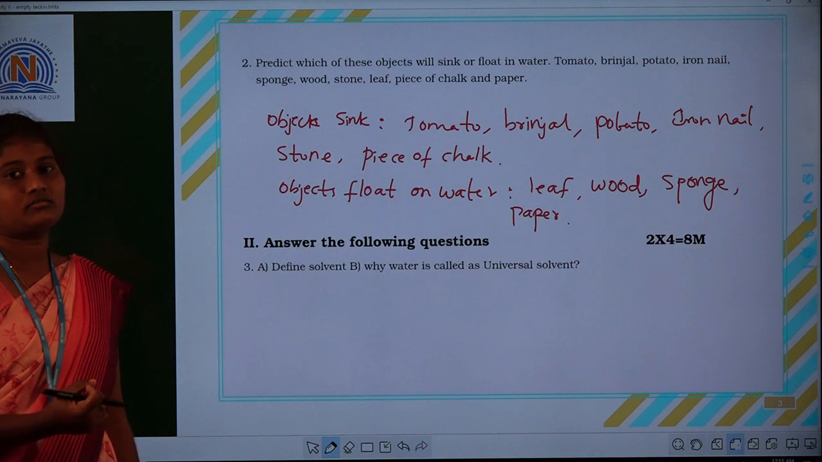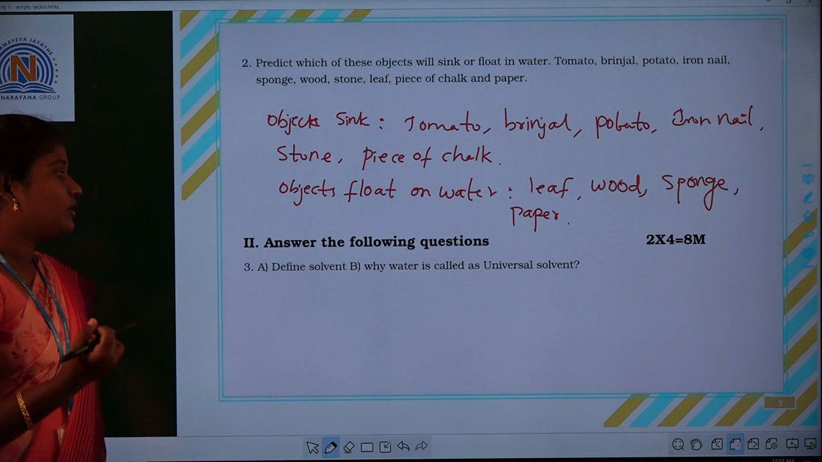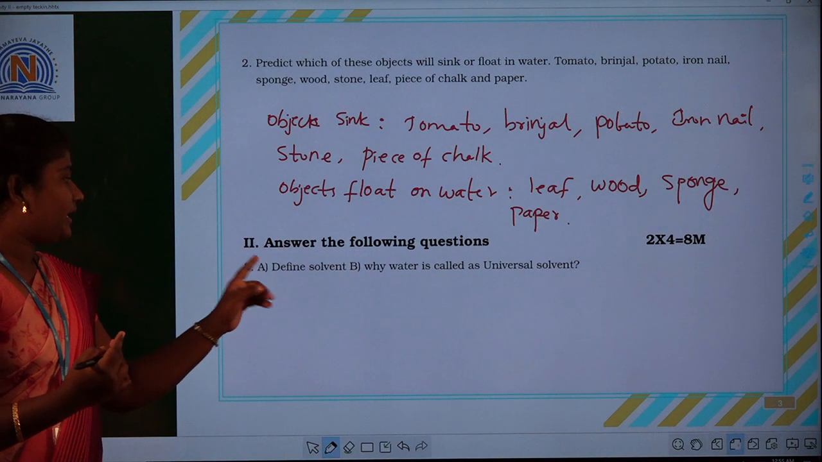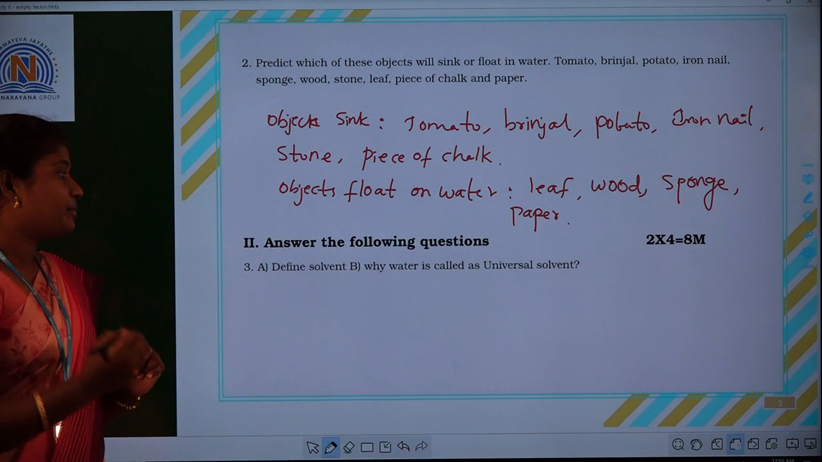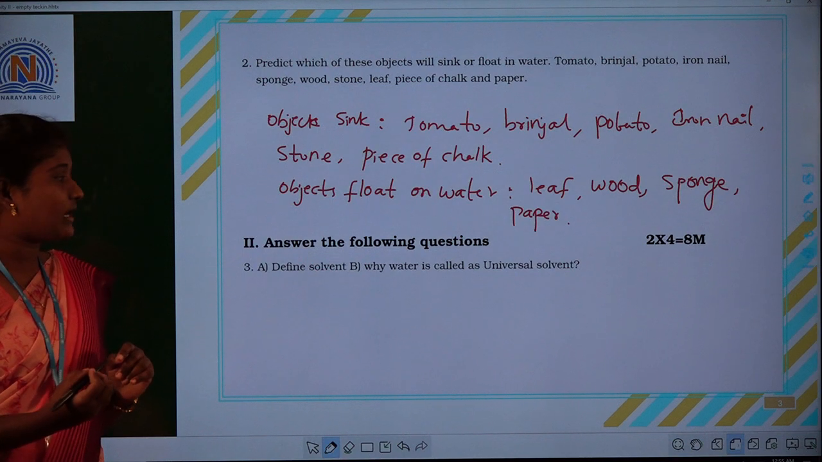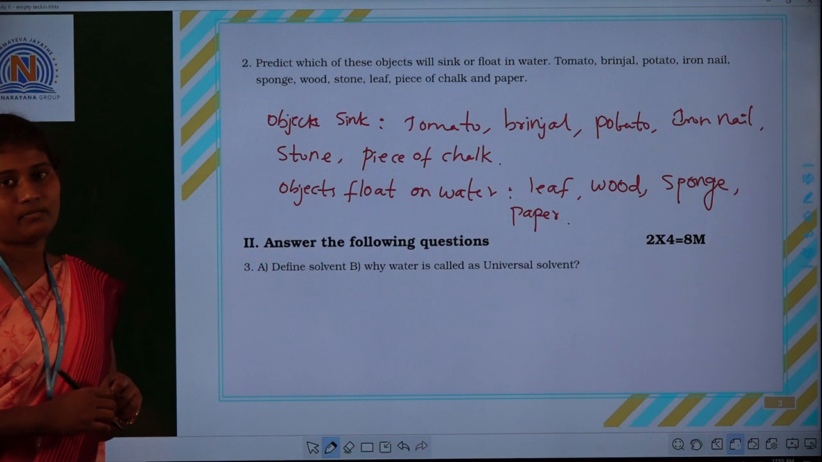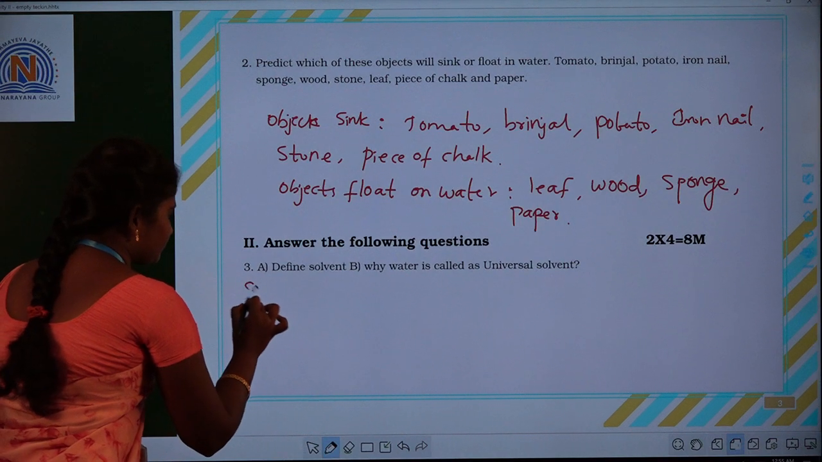Define solvent. What is solvent? In the third question they have given A and B. A. Define solvent. B. Why is water called a universal solvent? Let us see the definition of solvent. What is solvent?